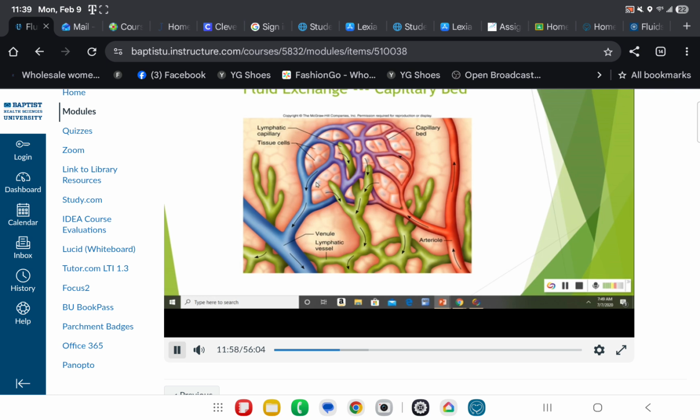So this is an example of a capillary bed. Okay, this is a capillary bed that's associated with all cells. And so what do you find in a capillary bed? You're going to have this arterial end here. So this will be my artery, and then you have this venous end on this side. This is my vein, okay? And then in the middle you have your capillaries.